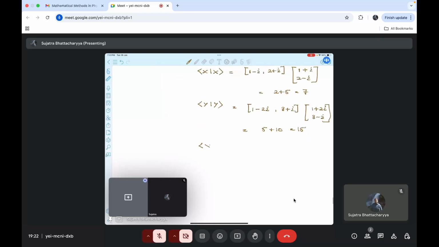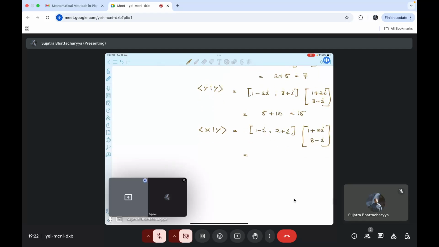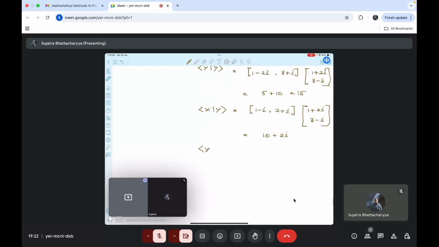Similarly, now if you do x with y inner product, then what will happen? This is 1 minus i plus i. That means this is bra x, and this is ket y, 1 plus 2i, and 3 minus i. Now, if you carefully do this product, it will come out to be 10 plus 2i. But now, if I do y with x, what will happen? This will be 1 minus 2i, sorry, 2i, and 3 plus i. And the x vector is 1 plus i and 2 minus i. Once you do it, it comes out to be 10 minus 2i.